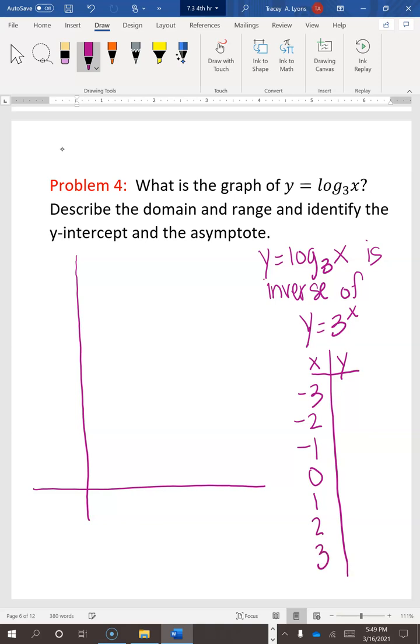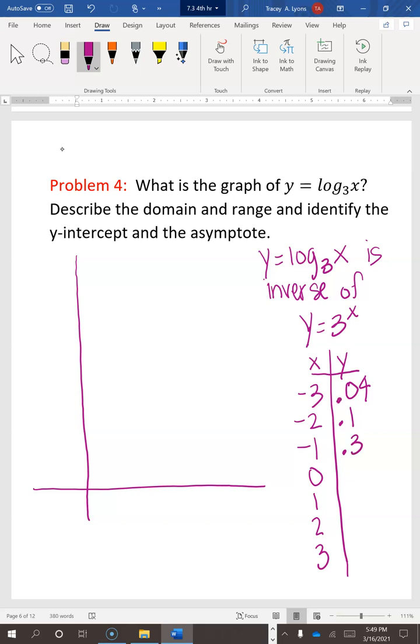I'm going to plug it in, so 3 to the -3 is 0.04. That's not very easy to graph, so we're going to keep on going. 3 to the -2 is like 1/9, which is about 0.1. That's okay to graph. We're going to keep going. 3 to the -1 is like 1/3 or 0.3, and 1 decimal place on these would be okay.